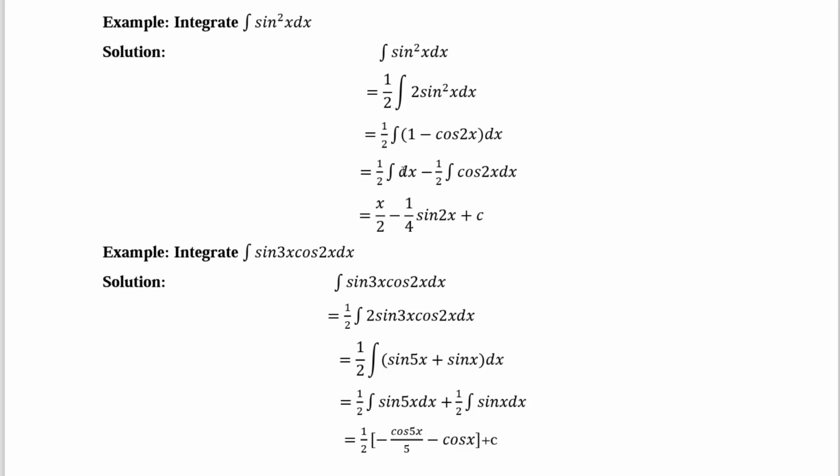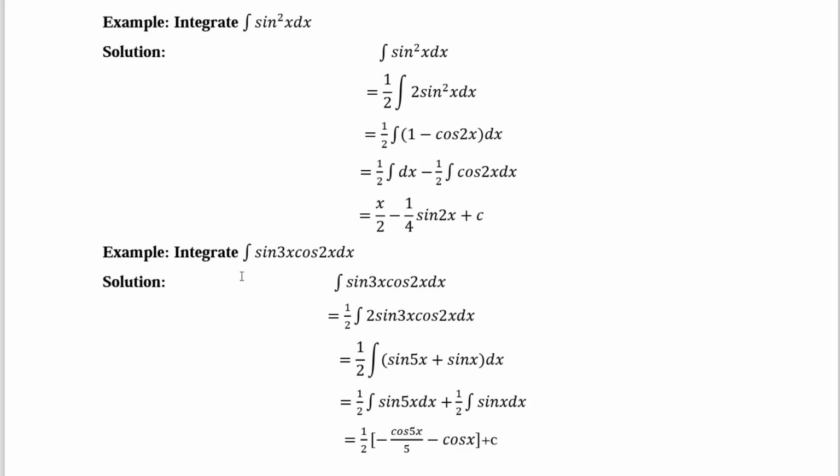And integration of 1 gives us x, and integration of cos 2x gives us sine 2x divided by 2. So we already had 1 by 2 in the front, so multiplying that half with the integrated parts gives us x by 2 minus 1 by 4 sine 2x plus c.